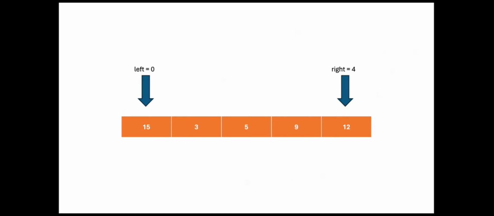Another case is where the left index stays at the beginning. In this case, it can't go ahead because 3 is not greater than 15. But right continues parsing and comes till the left. 9 is less than 12, 5 is less than 9, 3 is less than 5. Now the difference between left and right is 1.